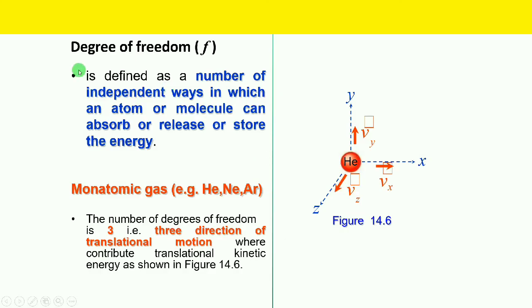Next, we will consider degree of freedom. What is degree of freedom? Degree of freedom is nothing but the independent coordinates which we require to locate the atom of a gas. Or you can write it as the number of independent ways in which an atom or molecule can absorb, release or store energy. Mostly we will count in a simple way the number of independent coordinates that we require to locate the atom or molecule of gas. That number we will consider as degree of freedom.